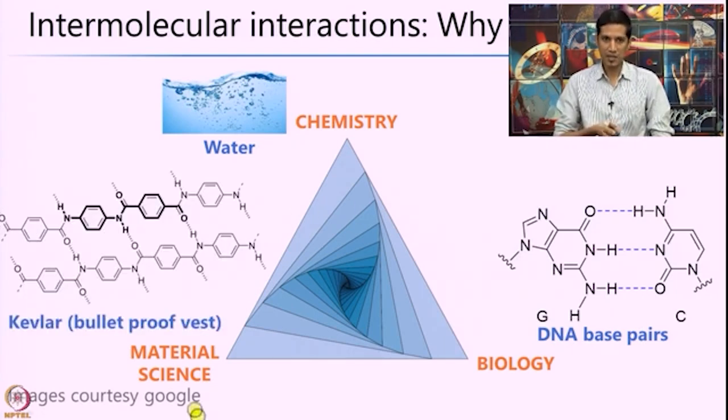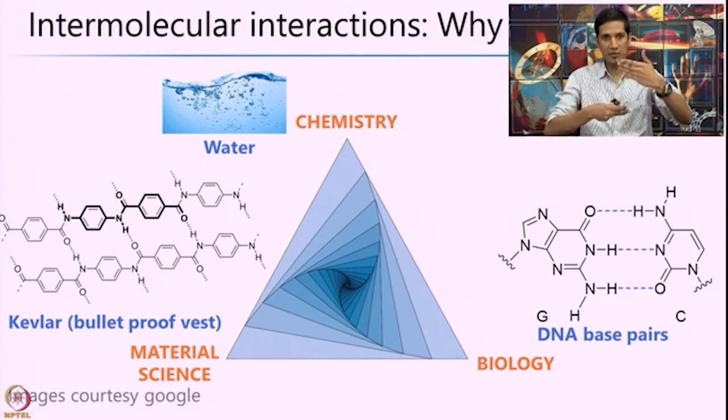let's look at one example in material science, or an application side. This particular structure, which is called Kevlar, is used as a bulletproof vest. You could wear it and it will protect you against bullets, and it is also a very tough material, very resistant towards wear and tear. If you look at the composition or the structure of this, all that you see is benzene with an amide group, connected in a linear fashion or in a chain, and these chains are interacting with one another via hydrogen bonding, as shown here.